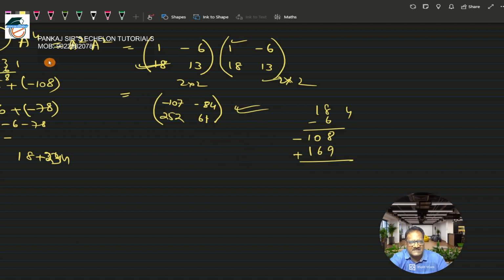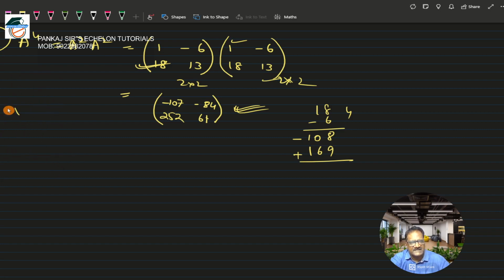For this a raised to 4, let me check the answer behind. For 31, the answer is minus 107, minus 84 in the first row, which is correct. And in the second row, it is 252 and 61. So absolutely correct. So this is done. I'll just erase all this working of mine because I don't think it's needed. That was question number 31 complete. So let us move on to 32 now.